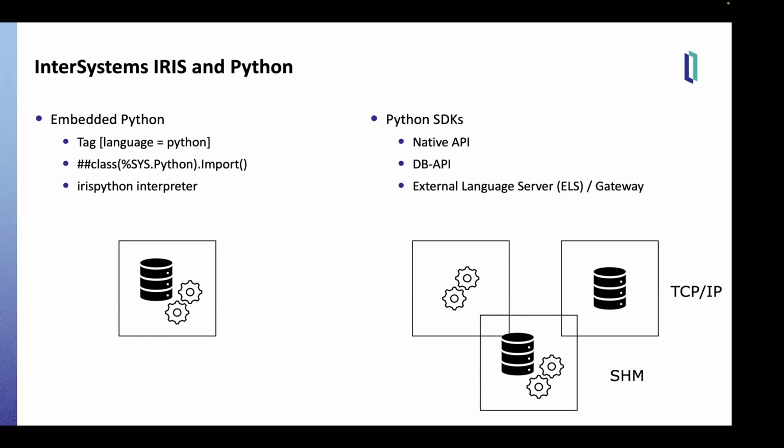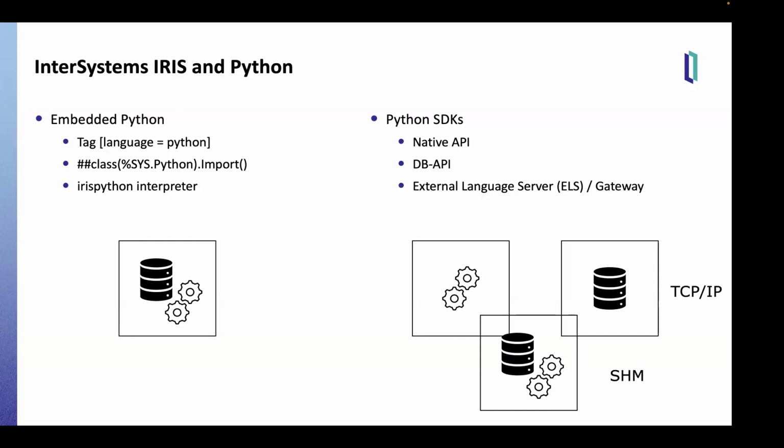The Python SDKs are the client libraries that we provide. Currently, there's the native API, and there's a DB API for interacting with SQL and relational access. There's also a community edition of the DB API driver, and we are working on a new version of the InterSystems-provided DB API driver, which is much more capable and better performing. There's also the concept of ELS, the external language servers, which allow you to call out from IRIS to Python through a gateway.